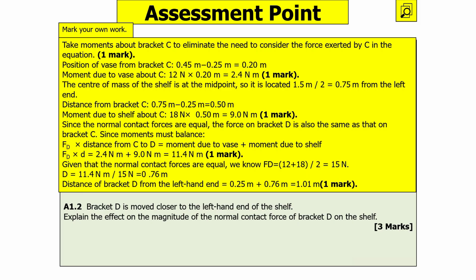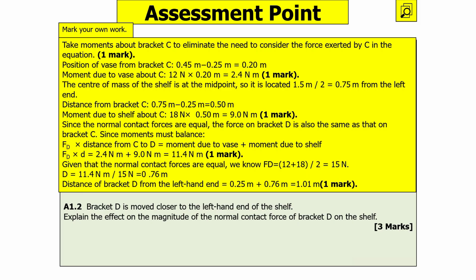Now, since the normal contact forces are equal, the force on bracket D is also the same as that on bracket C. So we know that the moments must balance. So FD times the distance from C to D is equal to the moment due to the vase plus the moment due to the shelf. So it's going to be FD times D equals 2.4 newton meters plus 9 newton meters, which is 11.4 newton meters. Now, given that our normal contact forces are equal, we know that FD is equal to 12 plus 18 over 2, which is 15 newtons. So therefore D, the distance, is going to be the moment, which is 11.4 newton meters, divided by our force, 15 newtons, to give our answer 0.76 meters.